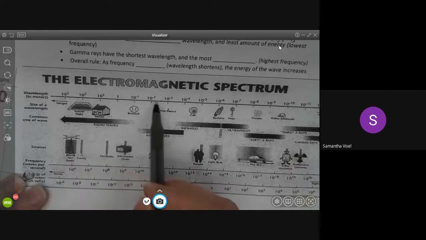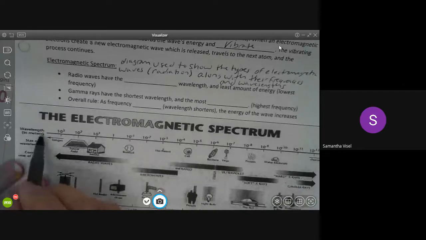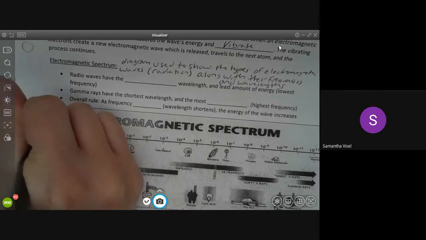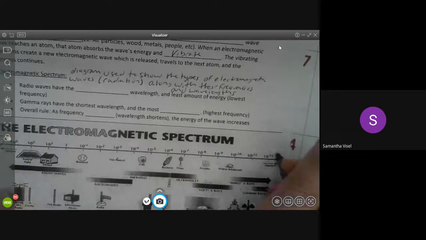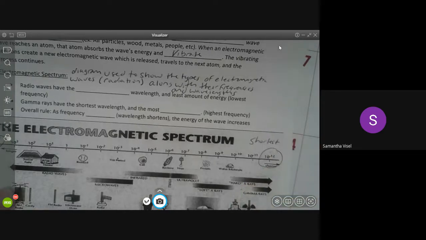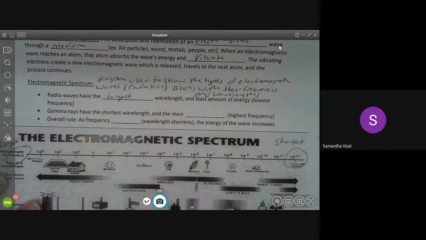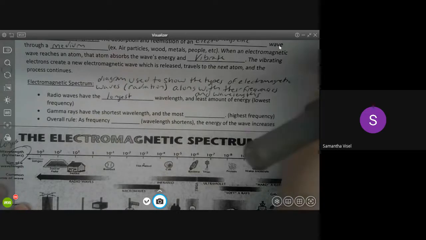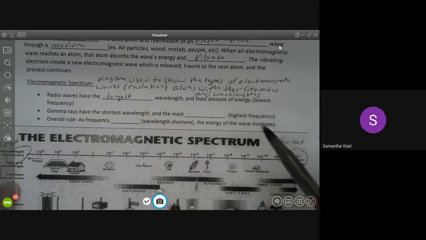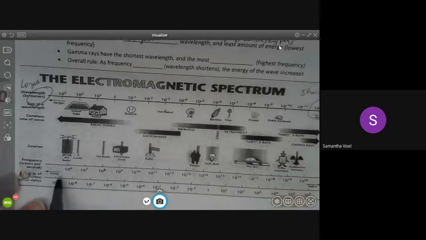So if we look at our numbers and how they trend from left to right, wavelength in meters on this end of the spectrum is the longest. Whereas over here, 10 to the negative 12, these are the shortest, so really tiny wavelengths. So radio waves have the longest wavelength. And in turn, if their waves are really long, they're going to have very low amounts of energy. And they're going to have a relatively low frequency compared to the rest of the waves.